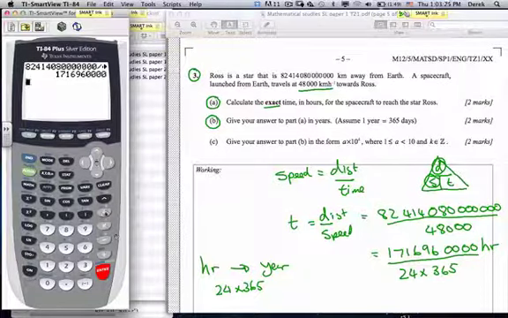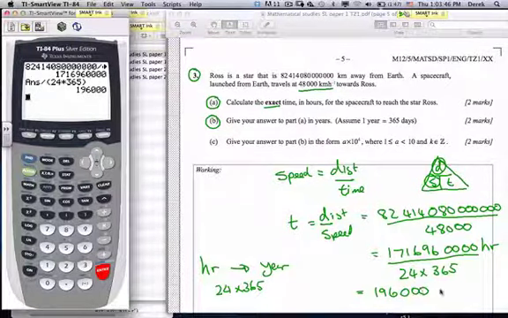So I'm going to take this and divide it. Now I must put this in brackets, remember, because you want to divide both the 24 times the 365 into that number. So I put it in brackets and I get this answer over here. So that is 196,000, and that is years.